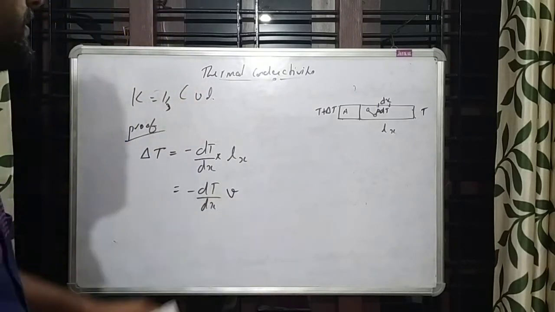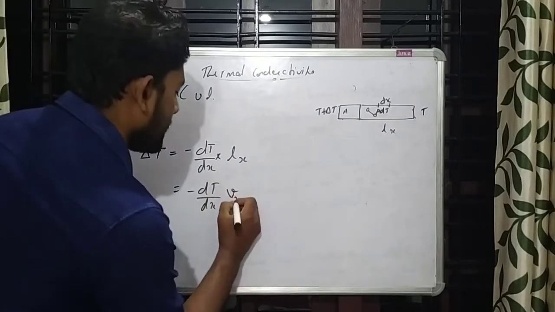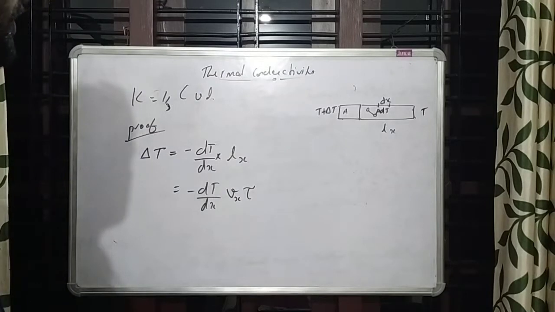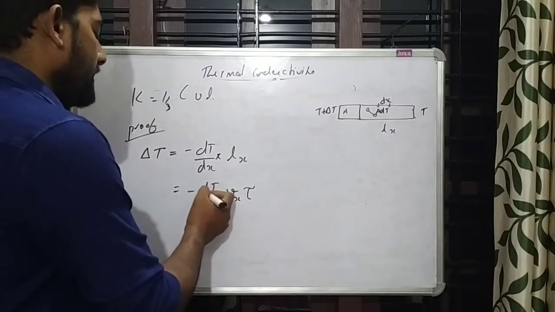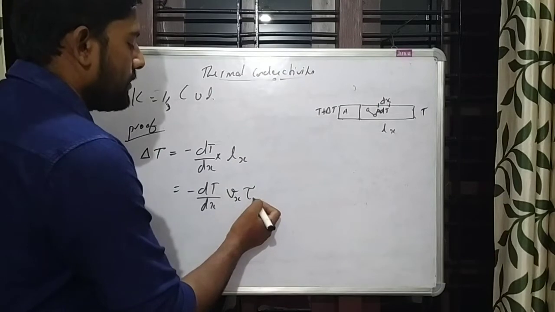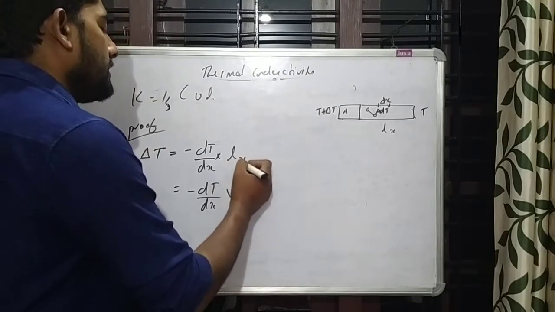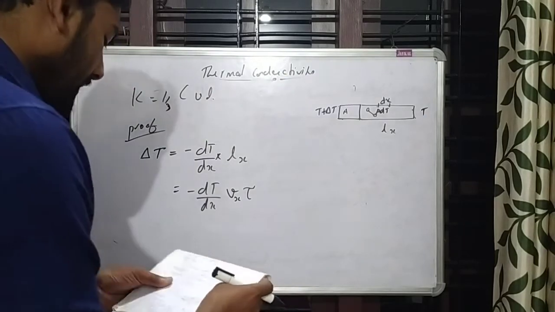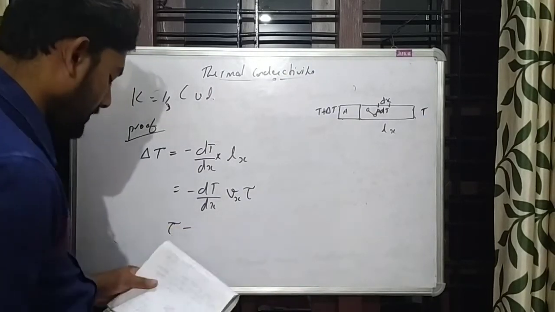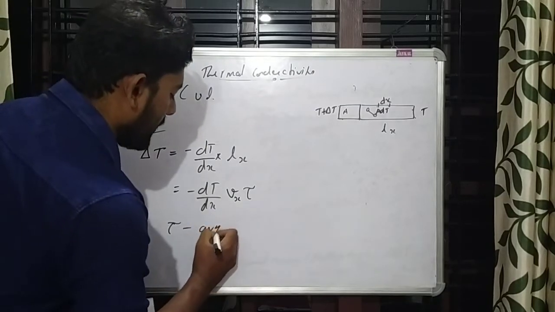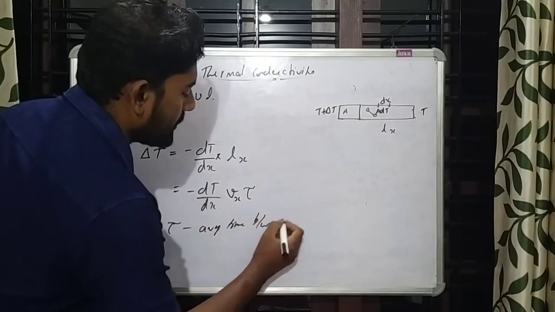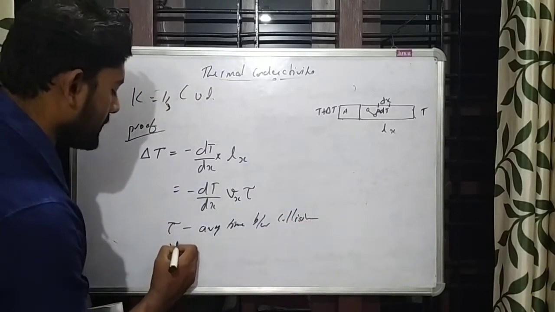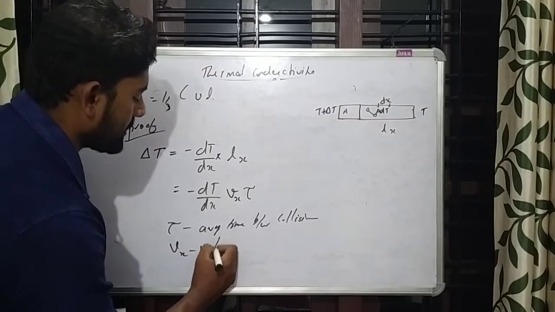The velocity of the particle is vx in the x direction, and tau is the average time between two collisions. So this is minus dT by dx, and vx, velocity into time, is in the dimension of distance. Tau is the average time between collisions, and vx is the velocity of the particle in the x direction.